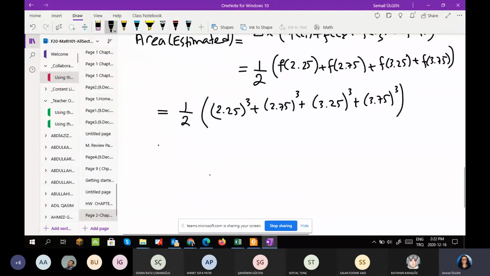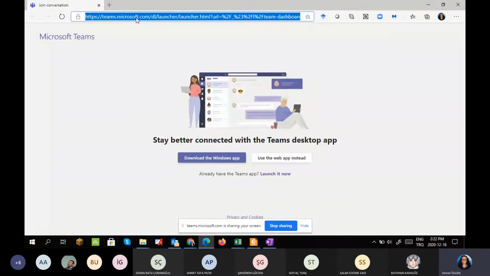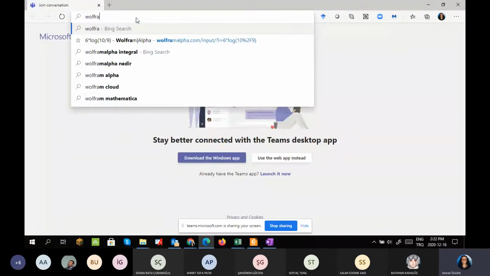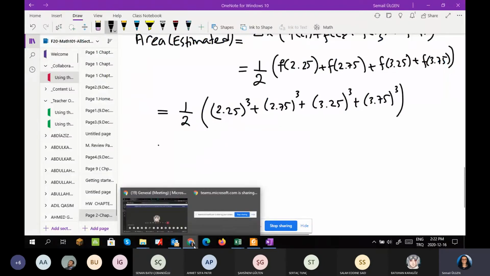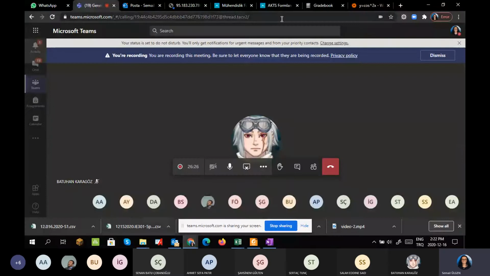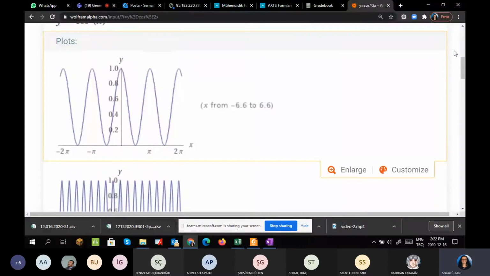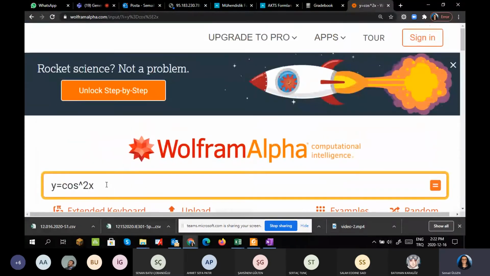I don't know. So we can go to Wolfram Alpha. We can calculate it from Wolfram Alpha if you want. Let's open it up. Let's see. I think Wolfram Alpha was open somewhere. Just a sec. Let me find it. I think I made it available in my previous class. It should be somewhere here. Yeah. Okay.